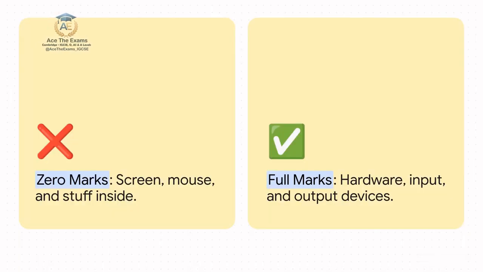See, if you write down a generic everyday response, like saying the screen, the mouse, and the stuff inside, you're getting absolutely 0 marks. The examiner literally cannot give you credit for vague everyday terminology. Contrast that with the precise answer: hardware, input devices, output devices, and internal components. This precise Cambridge-safe technical answer aligns perfectly with the mark scheme. So the main takeaway here: your everyday vocabulary has got to be upgraded to exam-specific technical vocabulary.